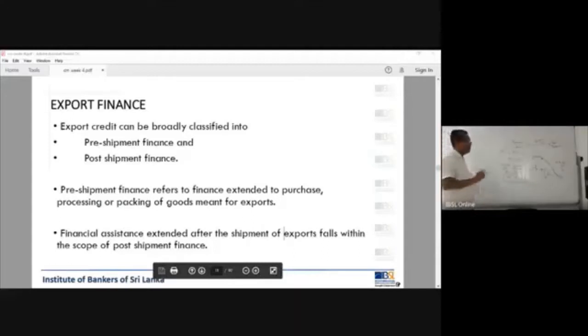Last week someone asked me, is it the factoring and forfeiting? Is it the same? Someone asked me. Forfeiting is this, discounting the export invoices, providing money, right?